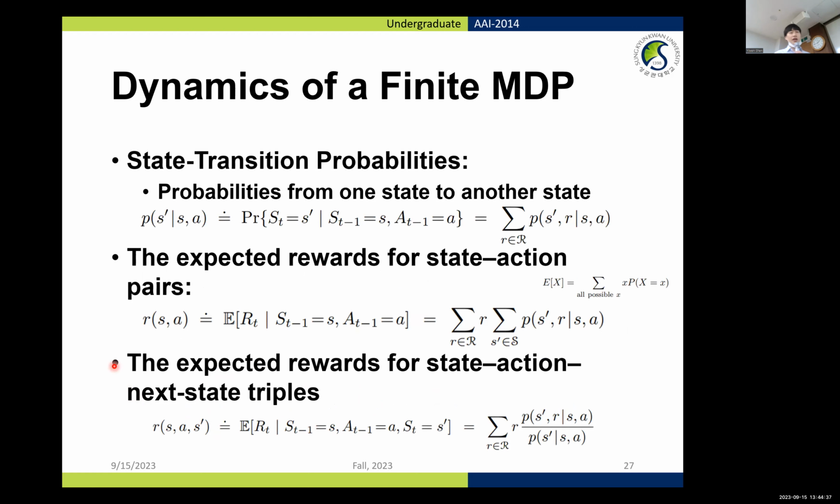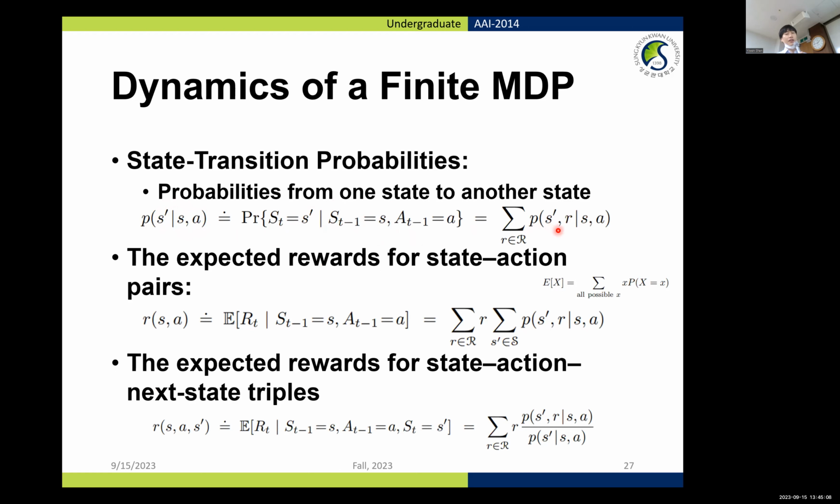The next three dynamics: one is the state transition probability, meaning the probability from one state to another state. So we use this p, small p of s prime under the condition s and a, meaning the current state and the current action. With this information as the condition, we move to the next state, and this is the probability of moving to the next state.